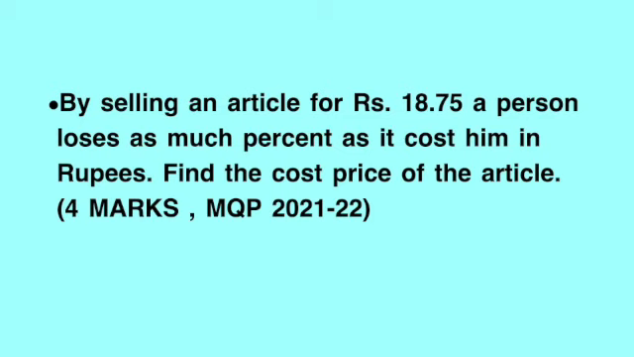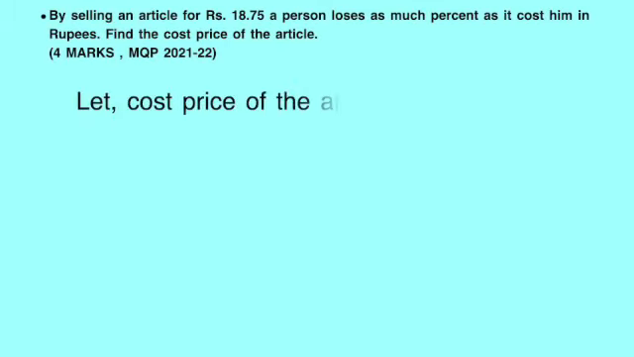I read the question once again. By selling an article for rupees 18.75, a person loses as much percent as it cost him in rupees. Find the cost price of the article. See, first, he is given selling an article for rupees 18.75, that is the selling price, and he incurs loss. How much loss? He incurs loss as much percent as the cost price of the article.